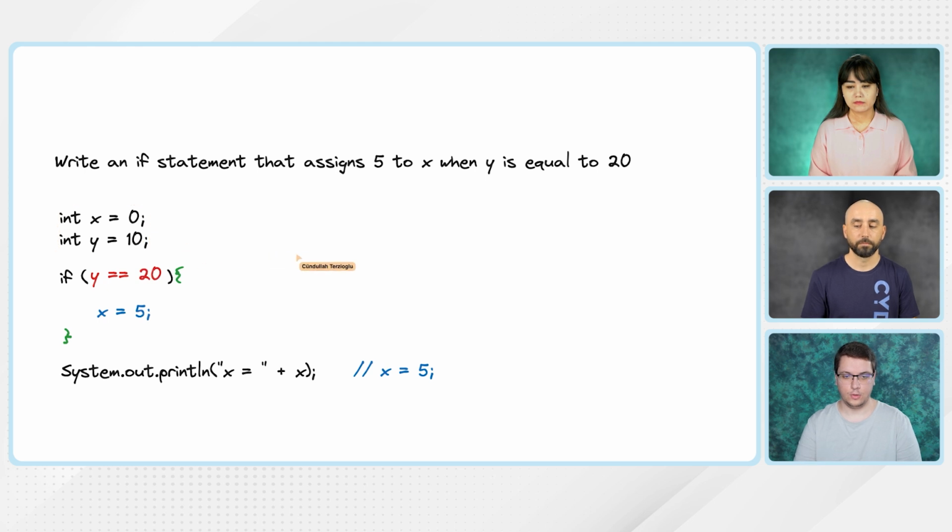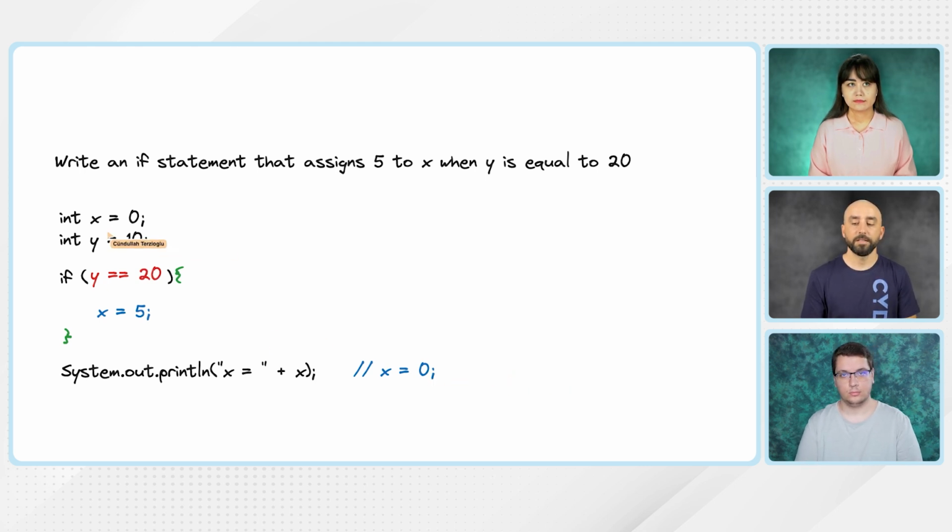If we do it like this, right now y is not equal to 20. So if I run this, since the condition is false, it's not going to execute the statement inside the curly braces. It will directly jump to the end of the second curly brace, which is the System.out.println. And since I didn't change anything related to x, it's going to be 0, because it was 0 already.